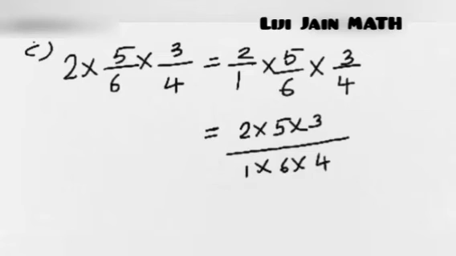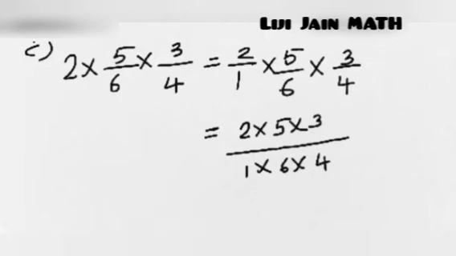Now, what is the next step? Can we just multiply and write the answer? No, we can't do so. Then what has to be done? Yes, if there exist any common factors, those factors have to be cancelled. Is there any common factor among the numerators and denominators?